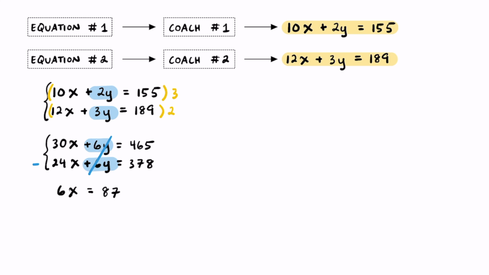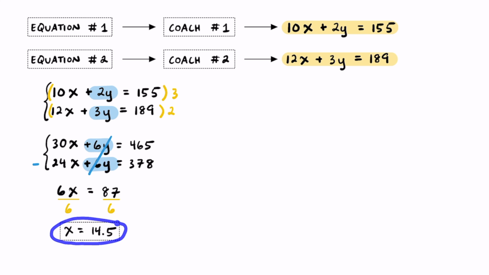Now for this one-step equation, let's go ahead and divide both sides by 6 here. And when we divide 87 by 6, we should find out that's equal to 14.5. So we found out that x is equal to 14.5, which is basically saying that one soccer ball costs $14.50. Let's go ahead and use that information to figure out the cost of one of the soccer ball bags.